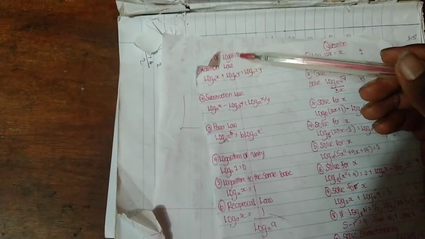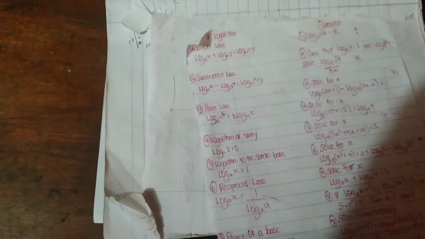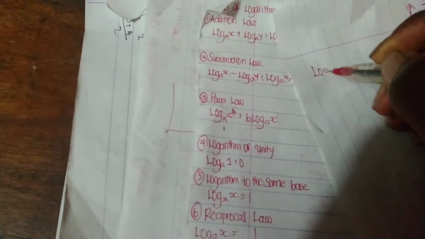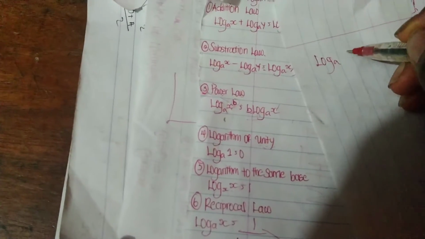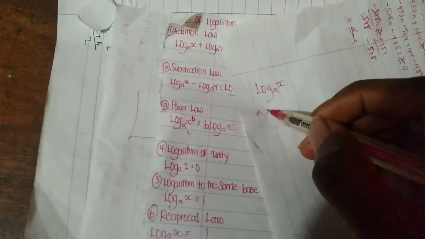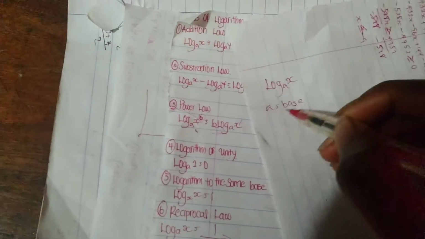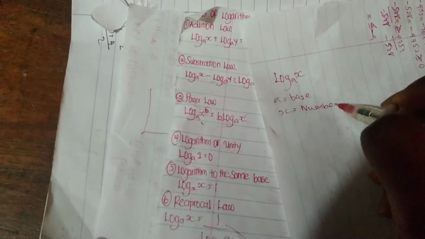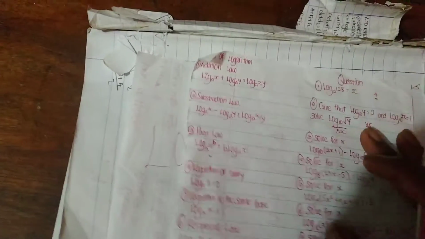But first let me explain something real quick. I want to explain what some characters mean when you see a logarithmic equation. Here, A stands for a base, X stands for a number. Okay, so let me continue.